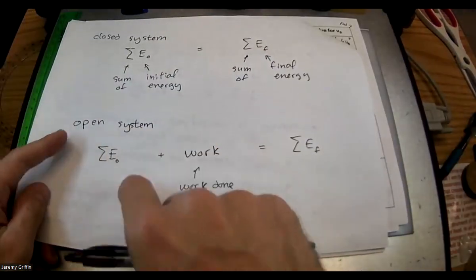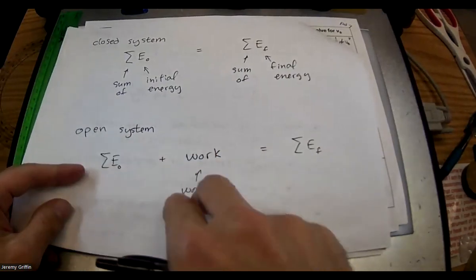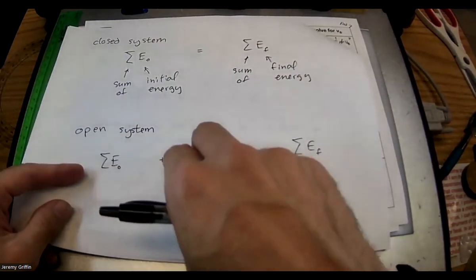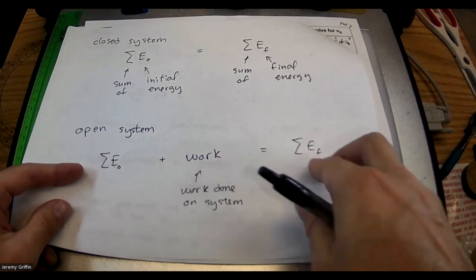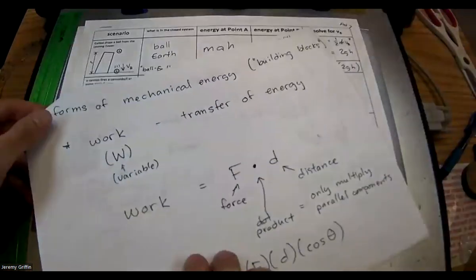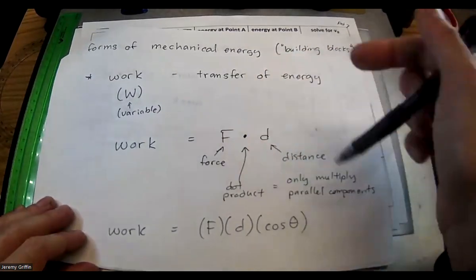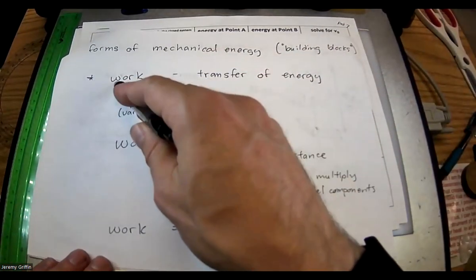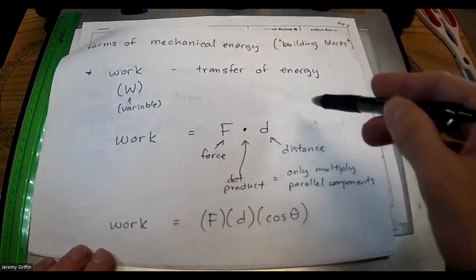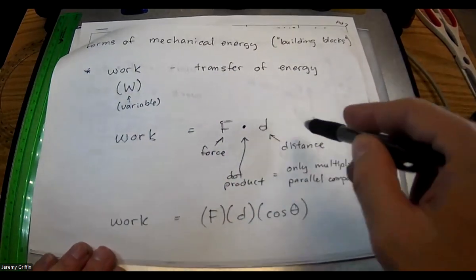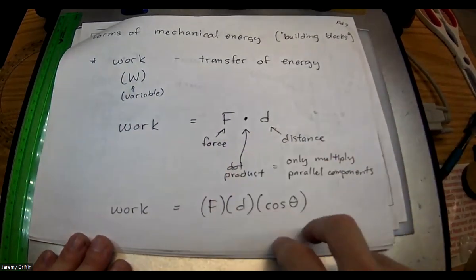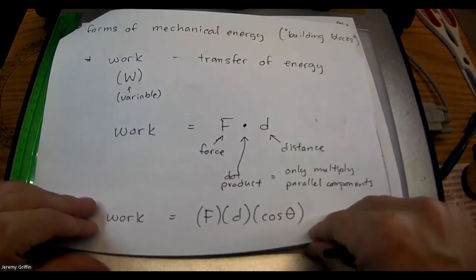Now, if you have an open system, you might start with some energy in the system. You could add or subtract the work that's being done on or by the system, and then end up with final energy, some version of that. So these forms of mechanical energy are the building blocks that we're interested in in this class. Work is a transfer of energy. This could be force times distance. This is a dot product, meaning that you're only multiplying together the parallel components.